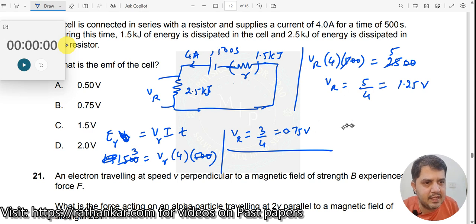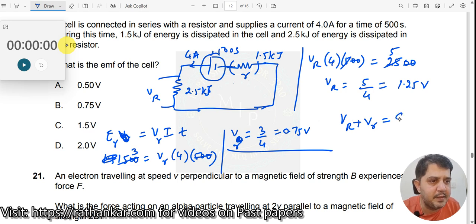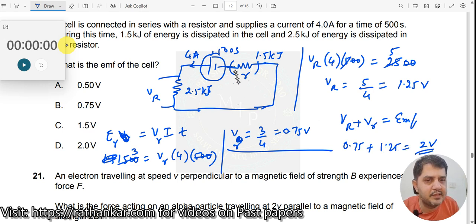Now this small V_r plus V_R, the total sum of these drops according to KVL, is nothing but the total EMF. This should be 0.75 and this should be 1.25, totally 2 volts. This 2 volts is the total EMF of the cell. So the answer is D.